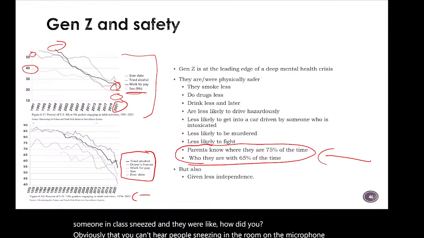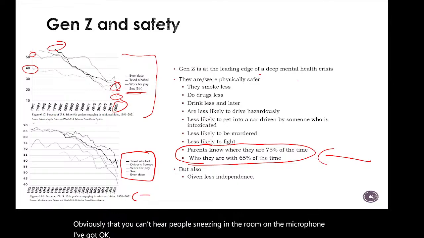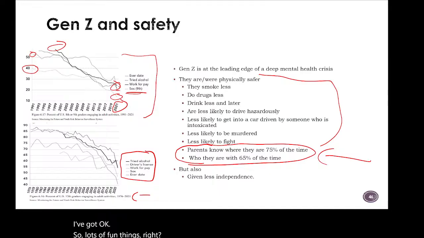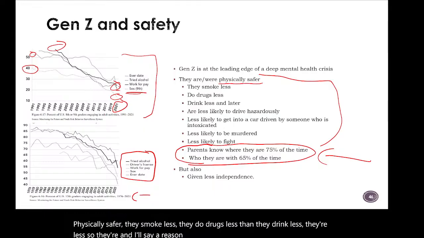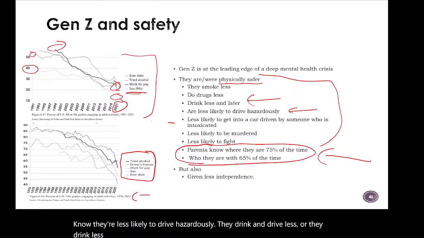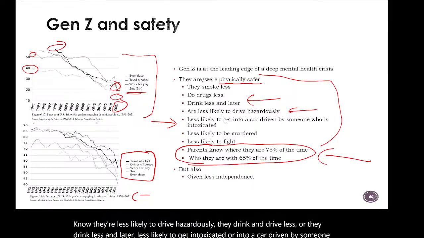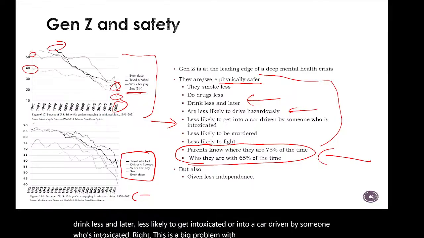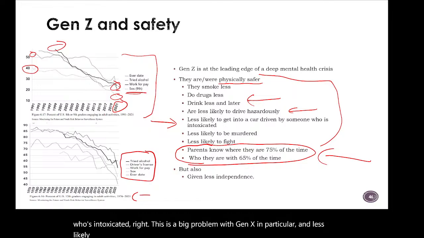Okay, so lots of fun things. Physically, they're safer. They smoke less. They do drugs less. They drink less, and I'll say a reason for this. They're less likely to drive hazardously. They drink and drive less, or they drink less and later. They're less likely to get intoxicated or into a car driven by someone who's intoxicated. This is a big problem with Gen X in particular. And they're less likely to get murdered or get into a fight.